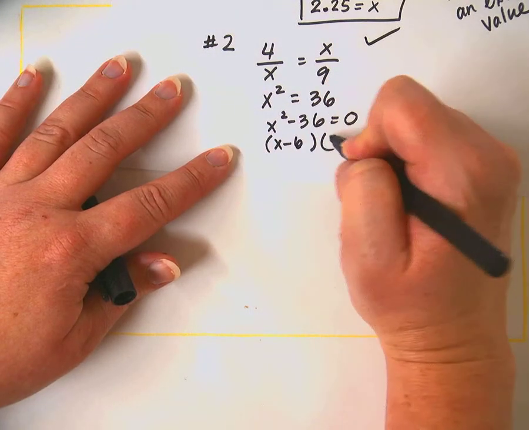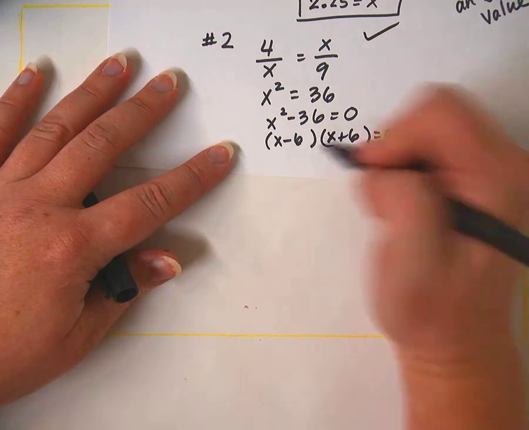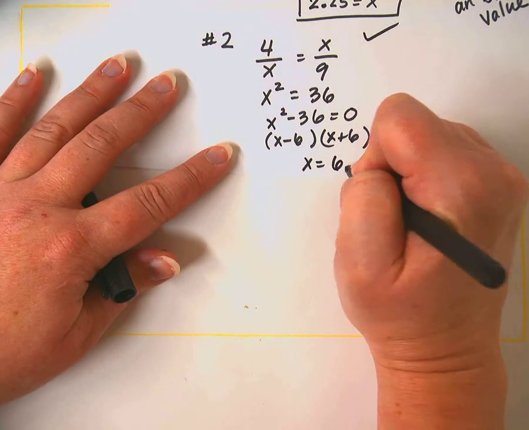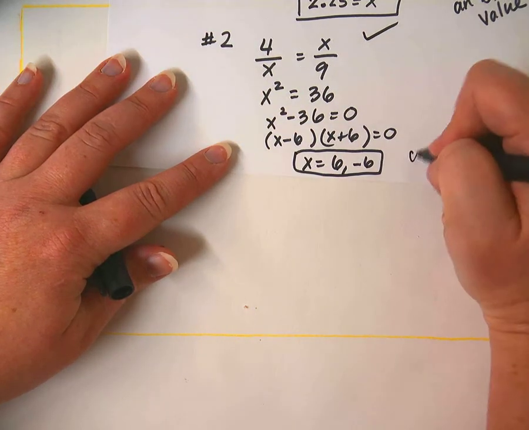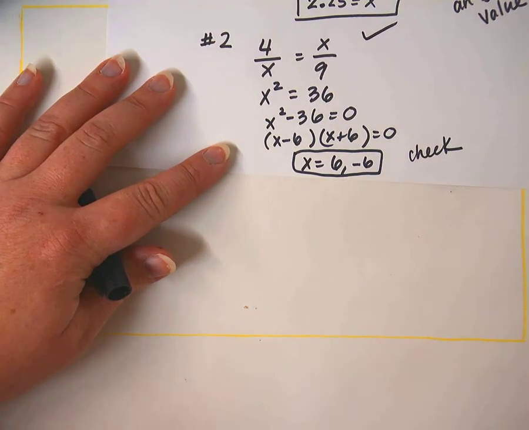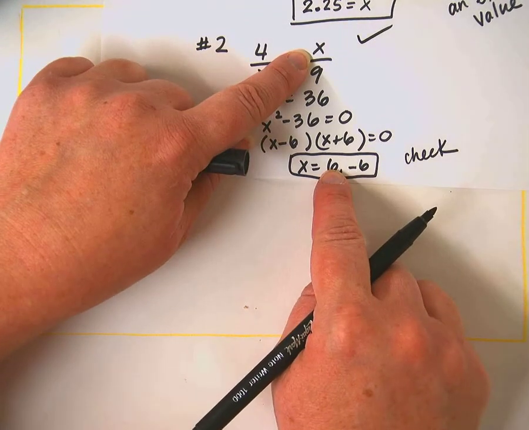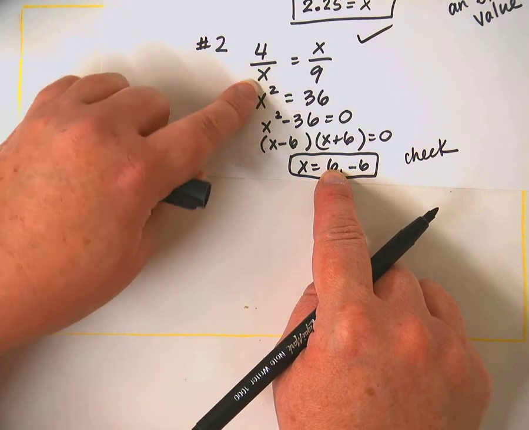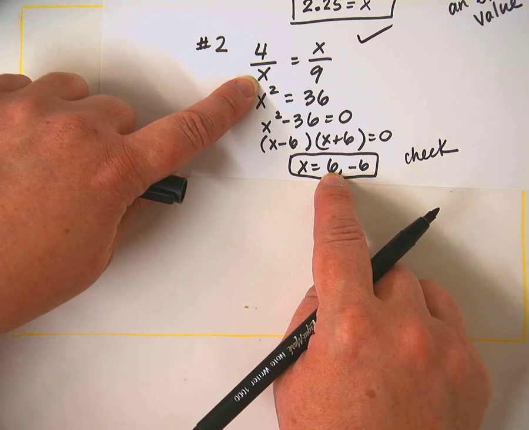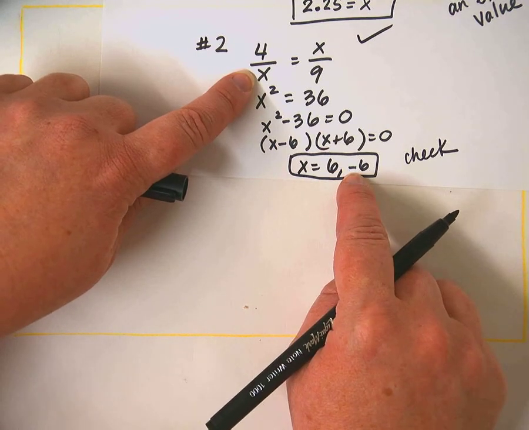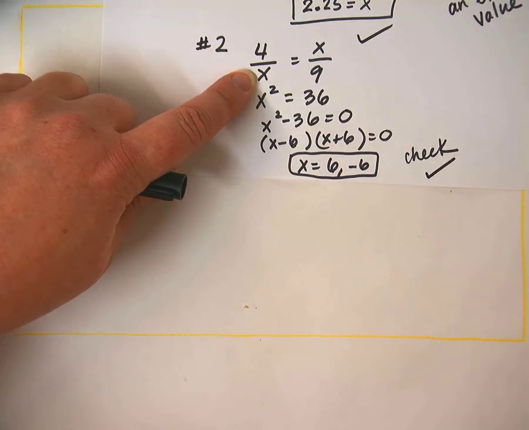x minus 6, x plus 6. So what are the answers? Positive 6 and negative 6. Now what do we have to do? We have to check them. Do we need to plug them into that x there? No, because it's in a numerator. So we just check them by plugging them in here. So plug in a 6, we can divide by 6. Plug in a negative 6, it's just fine to divide by negative 6. Neither of them is 0. And they are good. We are done.